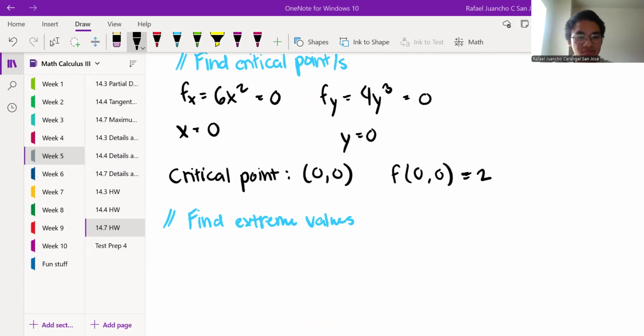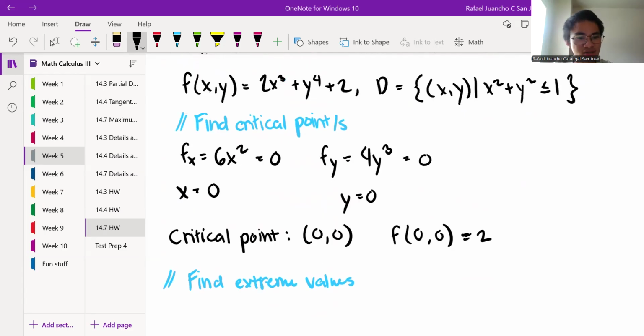Okay, so I get their partials. Did I get the partials correct? Okay, I got the partials correct. I set them to 0, and I get the critical point, which is the origin. And then I plug it in. I get f of 0, 0. I get 2. That's good. Now I analyze the function on the boundary of D. Now, what is that? So I think that's an extra step we can find in case we don't know.